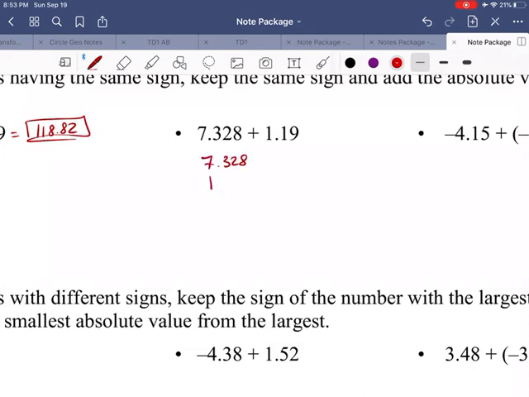7.328, and we're going to add that to 1.19. Now this is where we don't have the same number of decimals, so I'm just going to add a 0 in there so that I do. 8 plus 0 is 8. That makes 11, 3, 4, 5, and 8. Now there's a decimal point, so I'm going to put it there. So I get 8.518.